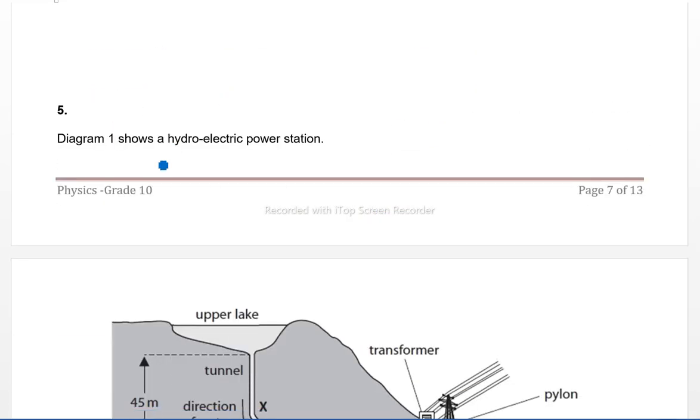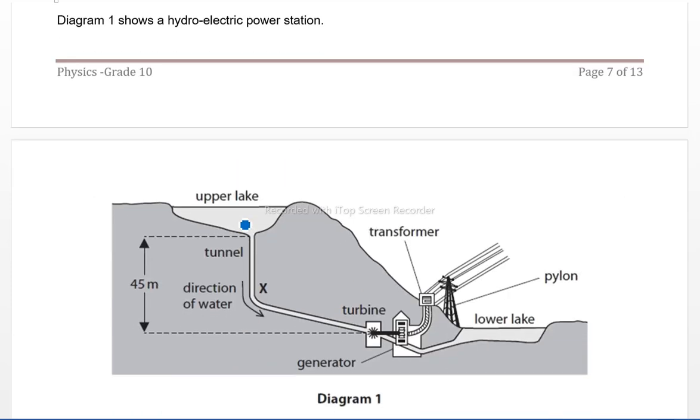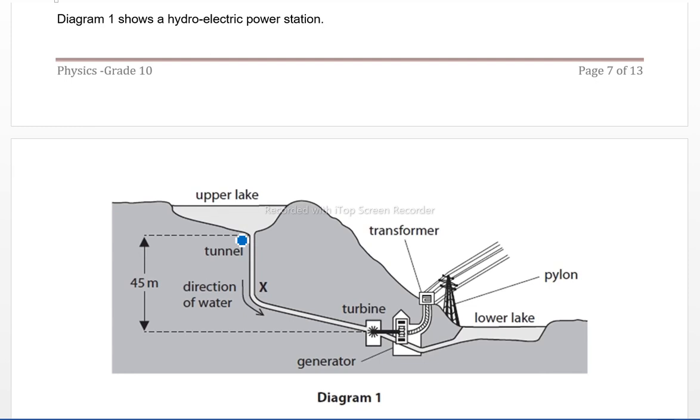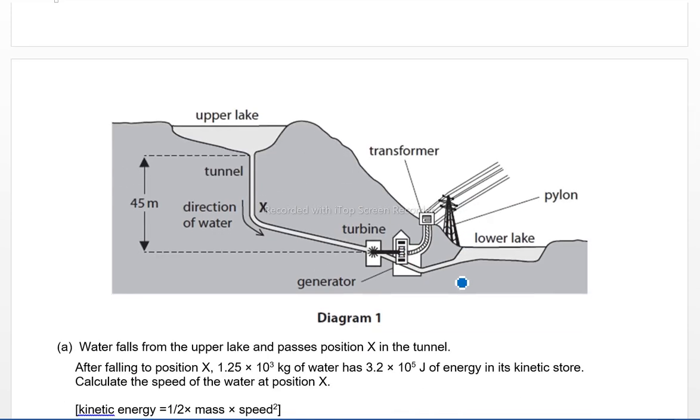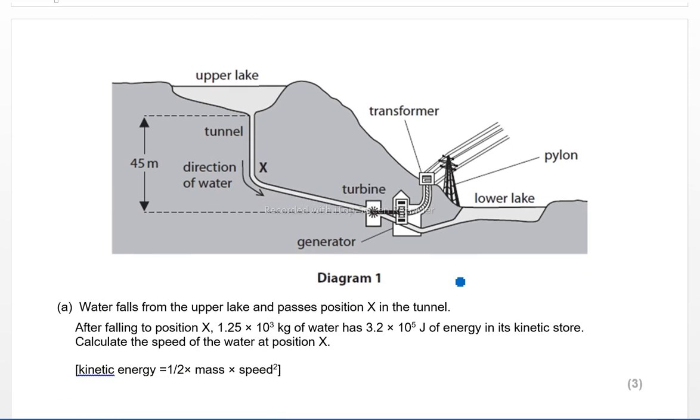Question number 5. Diagram 1 shows a hydroelectric power station. So there's some water in the upper lake which goes through the tunnel, and it shows the direction of water passing point X. It's falling down a vertical height of 45 meters and hits the turbine. It makes the turbine rotate and produces electricity in the generator. With the transformer, it is given to the national grid.